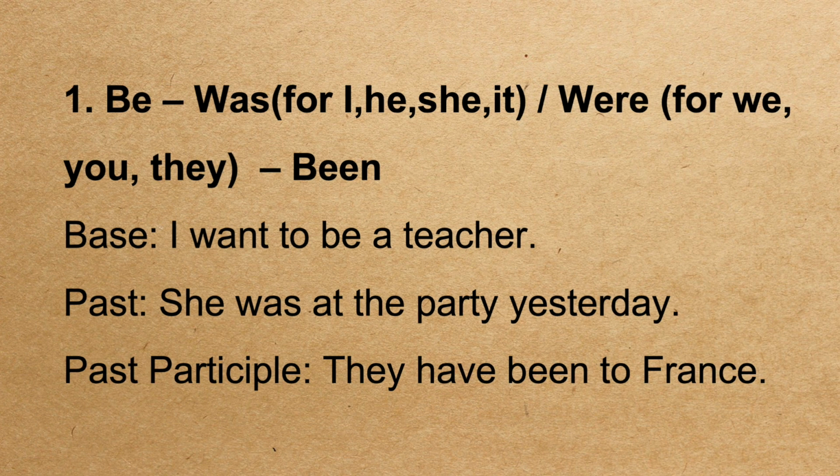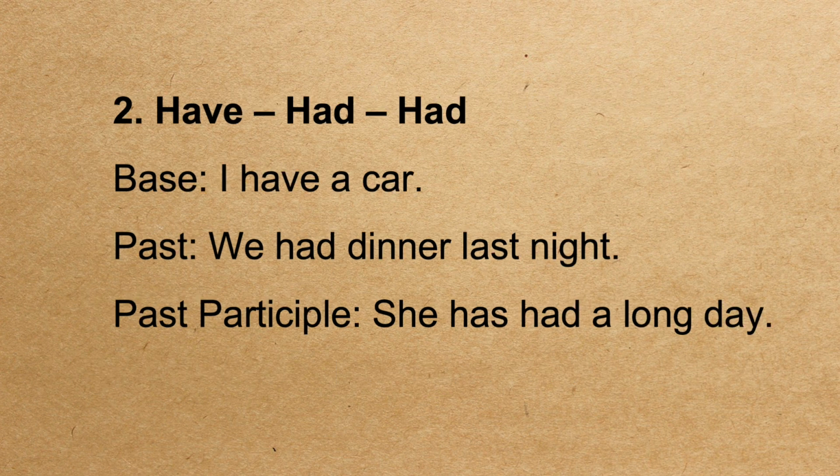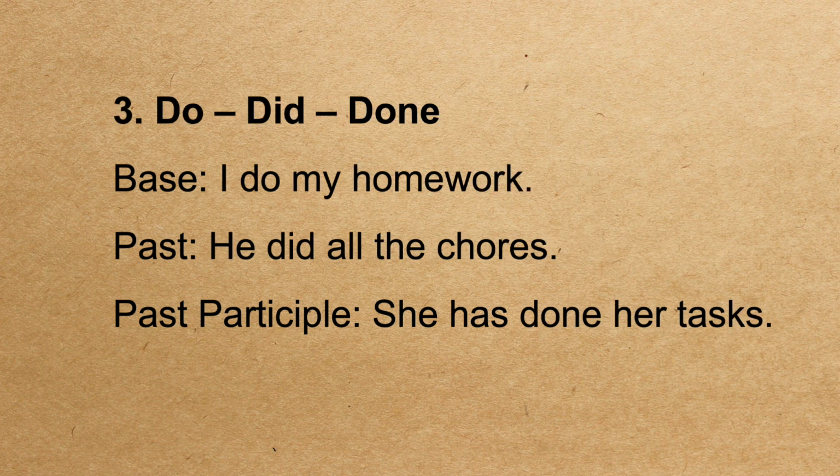Be, was for I, he, she, it; were for we, you, they; been. Base: I want to be a teacher; past: she was at the party yesterday; past participle: they have been to France. Have, had, had. Base: I have a car; past: we had dinner last night; past participle: she has had a long day.